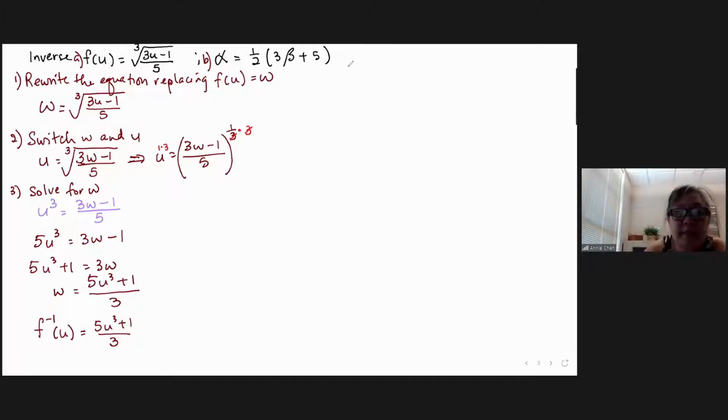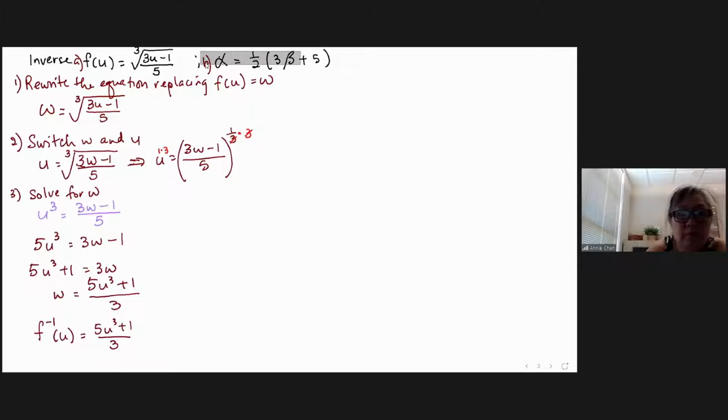Okay, let's try this. Alpha equals 1/2 3 beta times 5. This one is a little bit more straightforward. Is there anything to rewrite?